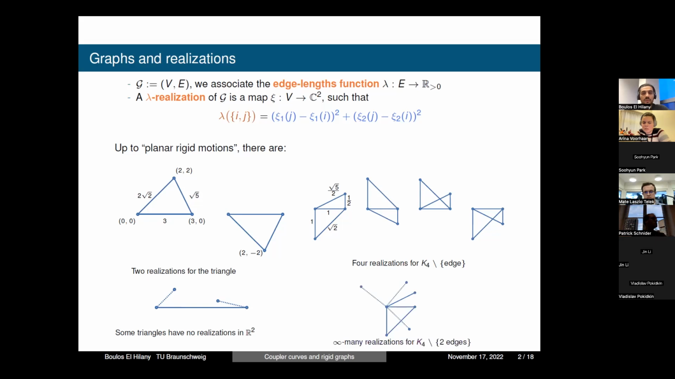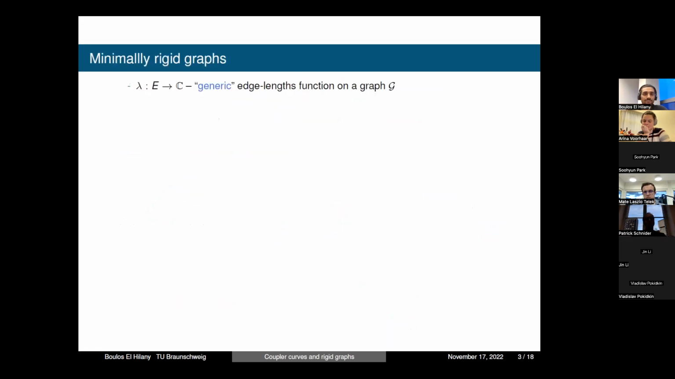So some graphs can have, even after I mod out those translations and rotations, infinitely many realizations. For example, if I take K4 minus 2 edges, even after translation and rotation, even if I fix this triangle, there's an edge that remains that describes a circle. So this is what I'm interested in: to describe realizations of certain graphs inside the plane.